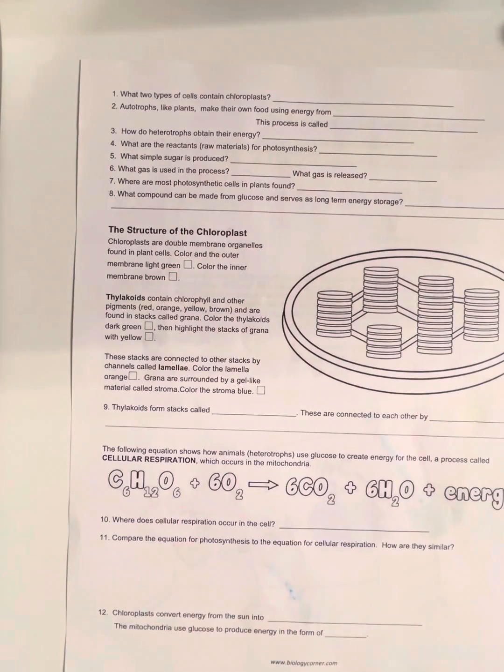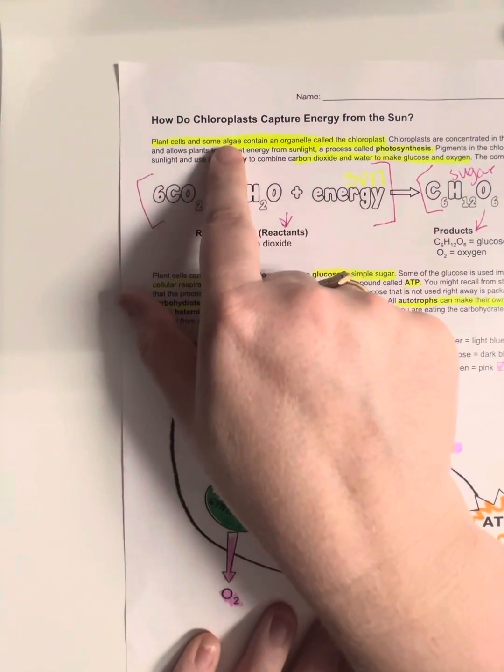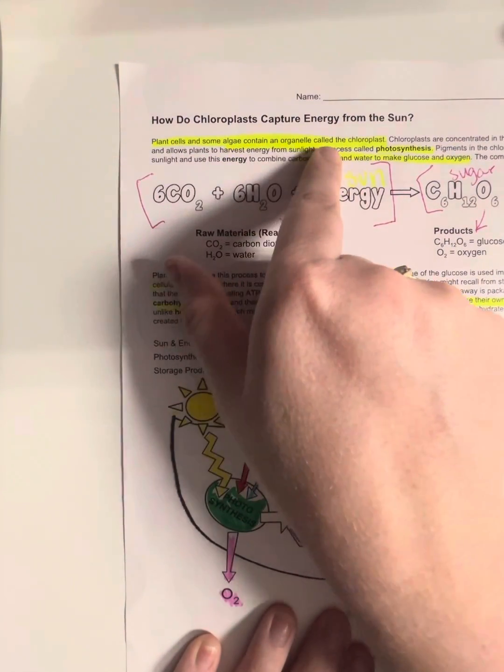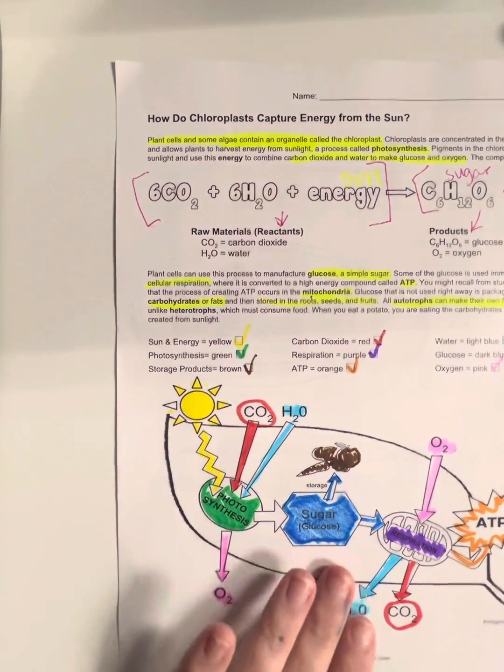So, what two types of cells contain chloroplasts for question 1? So if we look right here, plant cells and algae cells both contain an organelle called the chloroplast. So if you pause the video and answer number 1.